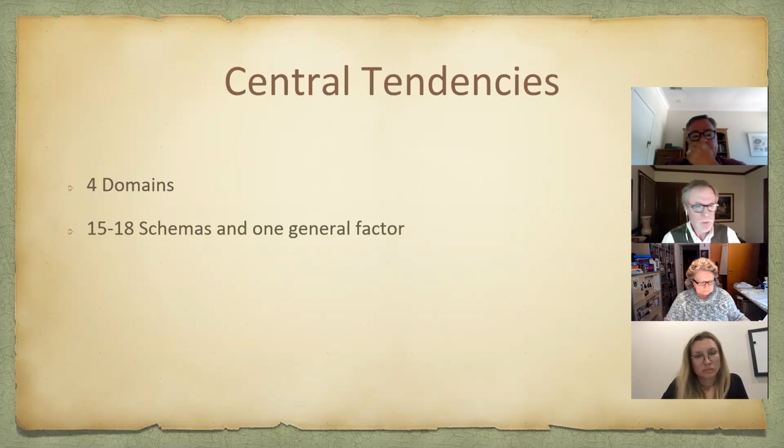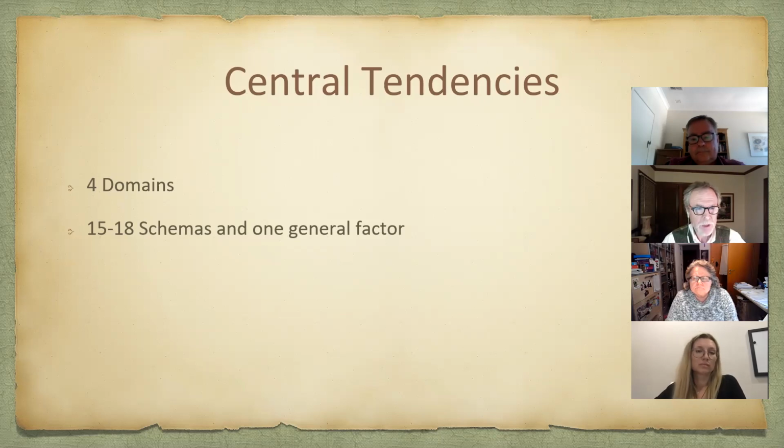So in looking at central tendencies of the secondary structure of the YSQ, there are two major findings. One is that there are 5 to 18 schemas. There are a couple of studies that come up with this, and then one general factor. And the other is that there are 4 domains.